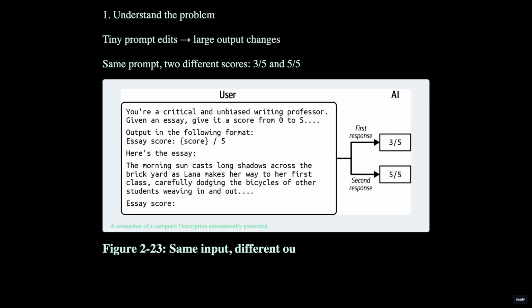This figure illustrates that a single prompt can yield multiple distinct responses from the same model. We'll use this section to explore sources of that variability and why it matters for testing and reliability.